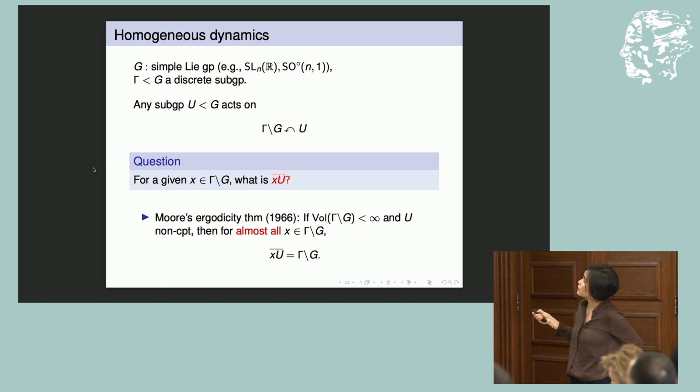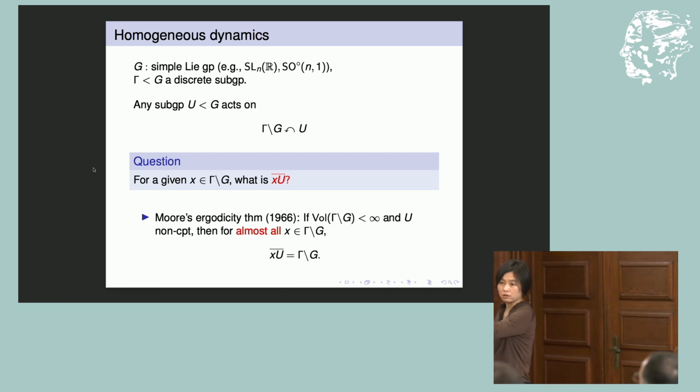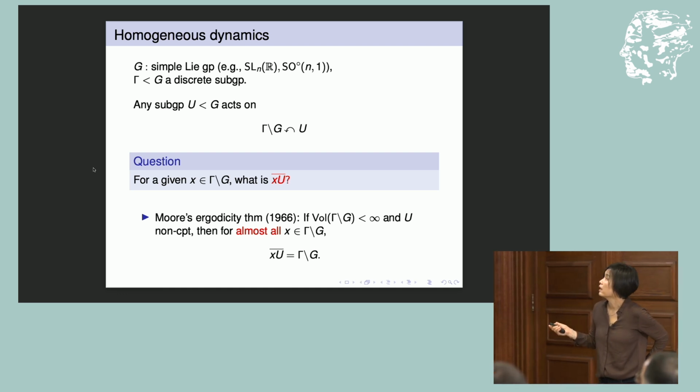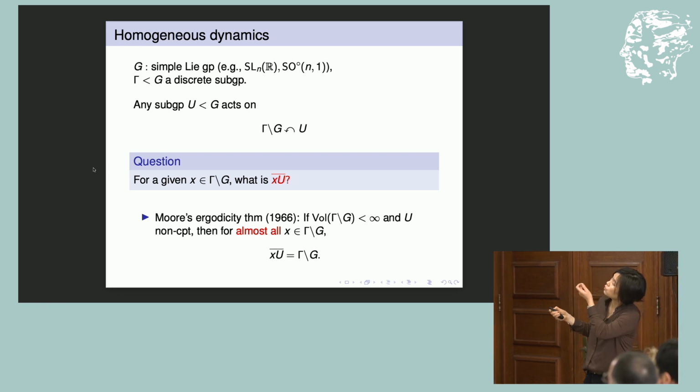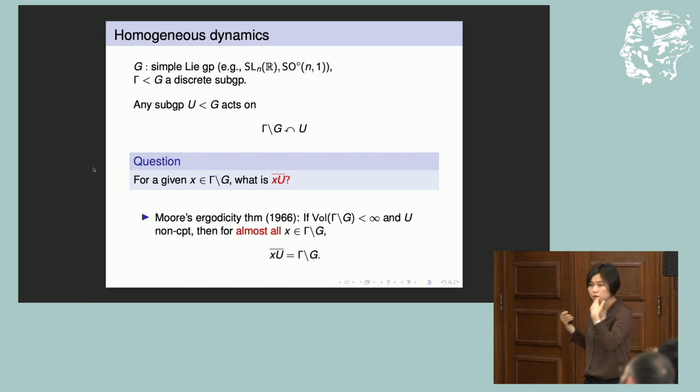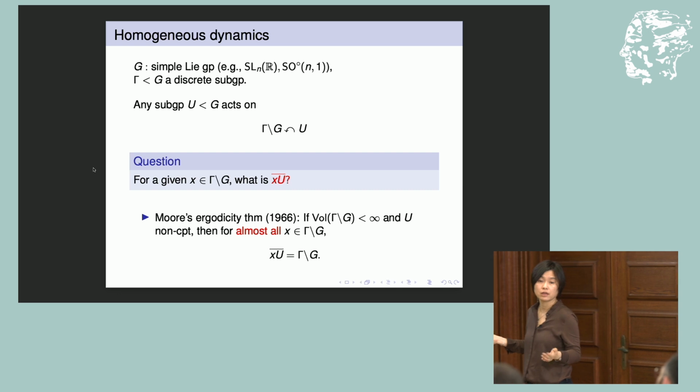Then we can form this quotient space, G mod gamma. If you have a subgroup U inside G, then you have a natural action of U on this quotient space by translation on the right. So there's a notion of U-orbit for any subgroup U of G. The question is that you choose some starting point x in G mod gamma and then look at this U-orbit. Can you describe the closure of this orbit xU?